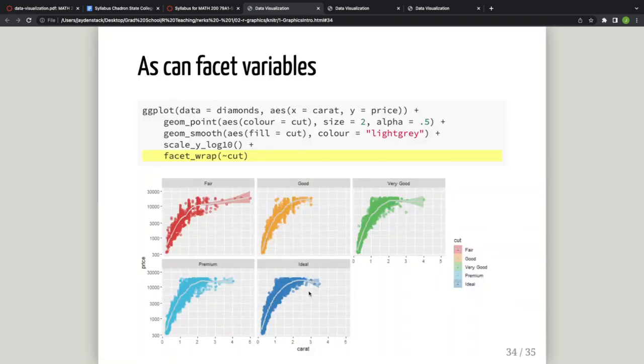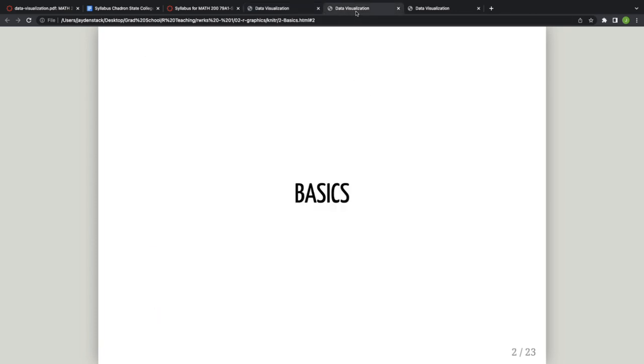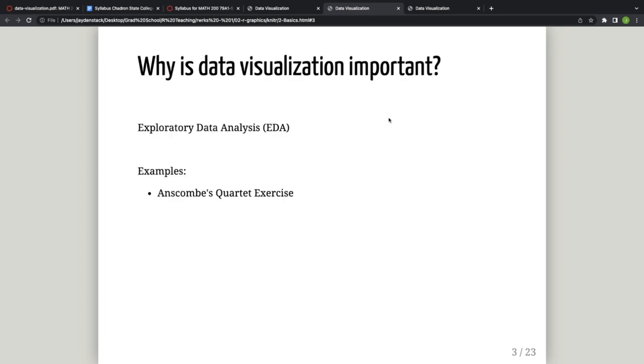Okay, so that covers some of the basics and how we build out a ggplot graphic. And so let's buzz on into more basics about building graphs. Okay, we talked about why data visualization is important, which is exploratory data analysis. That's the focal point of this class, is learning this programming so that we can perform exploratory data analysis.